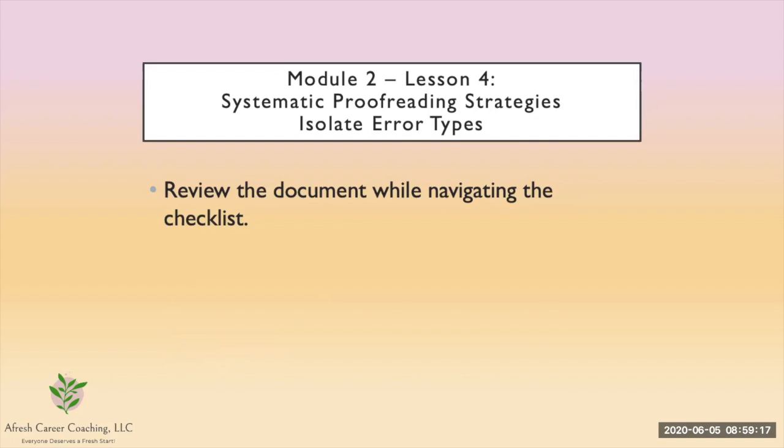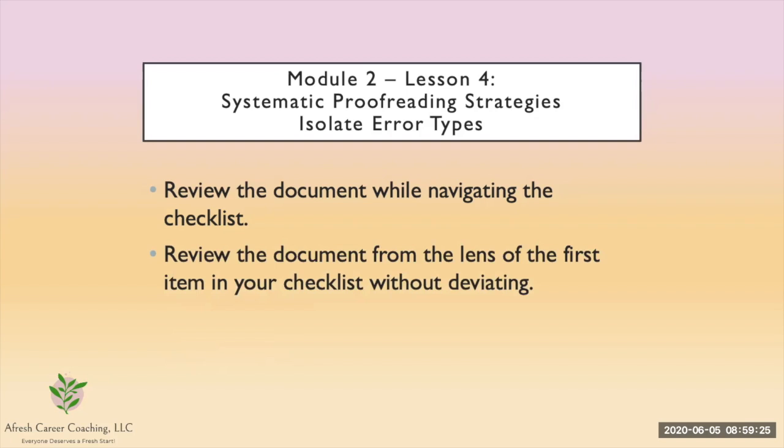When you isolate errors, you want to make sure you're navigating using your checklist. This is important. It keeps you on target, it keeps you focused. Review the document from the lens of the first item in your checklist without deviating. I think that some people feel comfortable moving around and just glancing at it. And I recommend that you stay focused and stay on track so that you make sure you're thorough every step of the way. And use your editor's marks wherever possible. I would recommend having that guide printed out sitting next to you while you're editing the document.